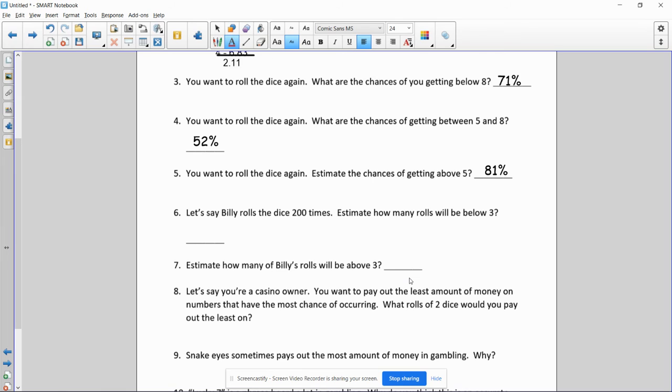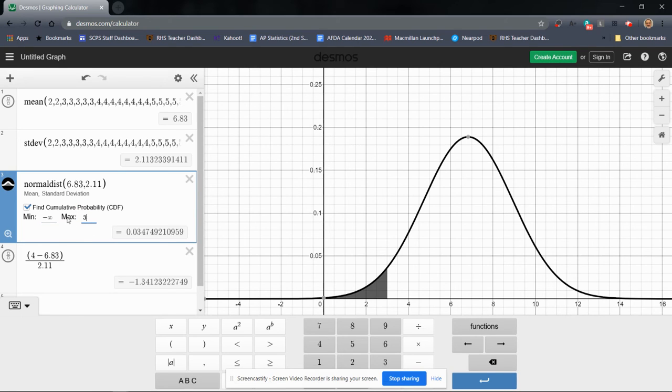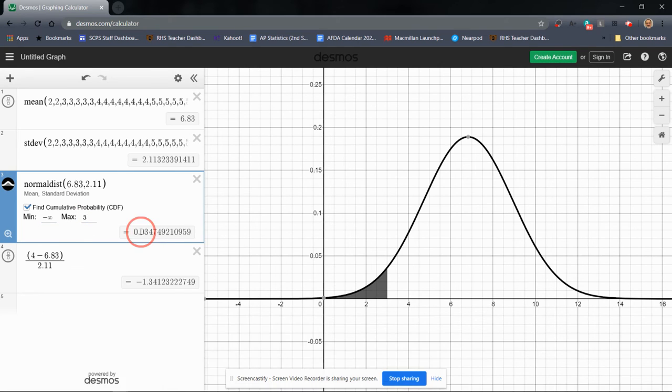Let's say Billy rolls 200 times. Estimate how many rolls will be below 3. Well, it shouldn't be that many, but let's figure out the percent first. Let's leave that blank and go to 3. And we got a 3%. That's what we kind of figured. 3 or 4%.